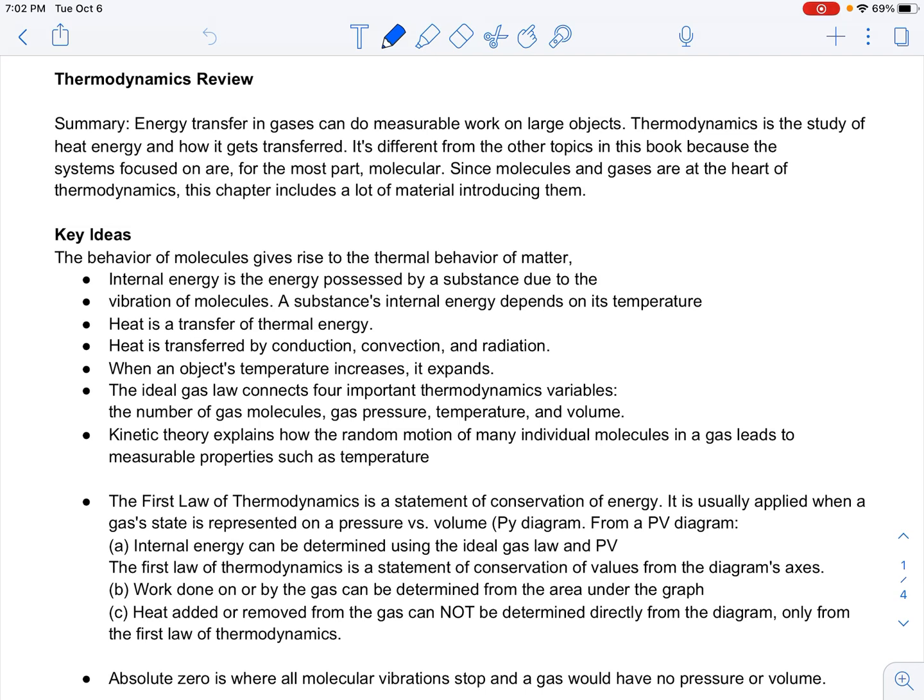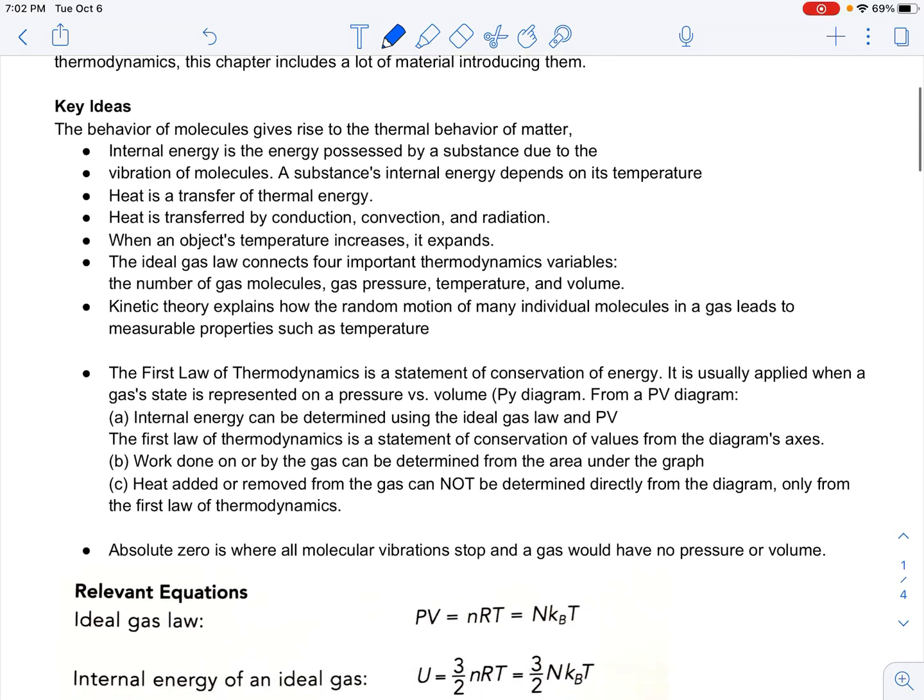It's different from the other topics in this book or in this class because the systems focused on are, for the most part, molecular. So one of the things that we will try to do is connect what we're learning back to the molecular level. Since molecules and gases are at the heart of thermodynamics, this chapter introduces a lot of material about them.